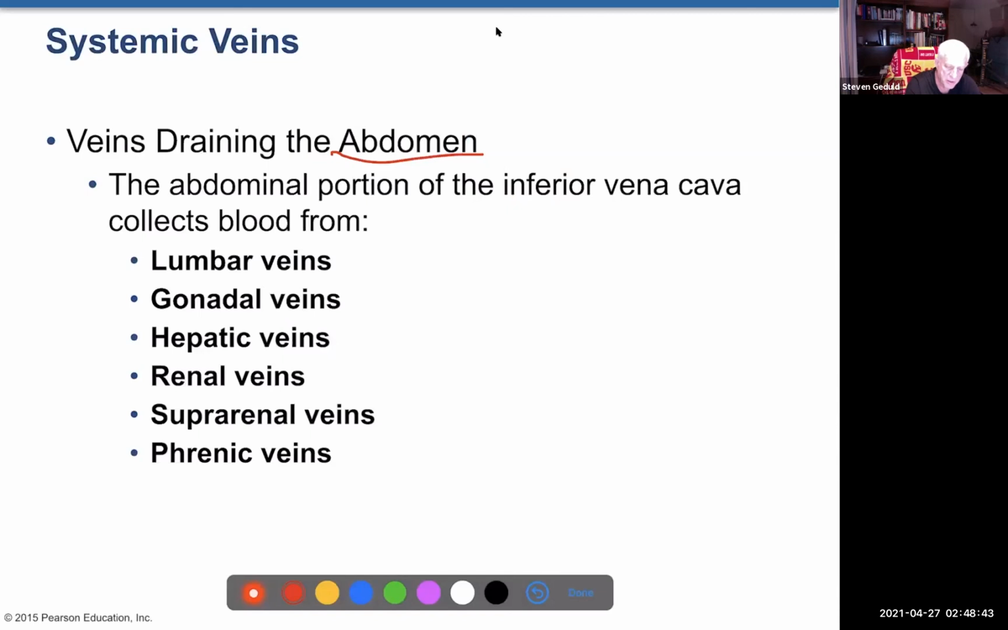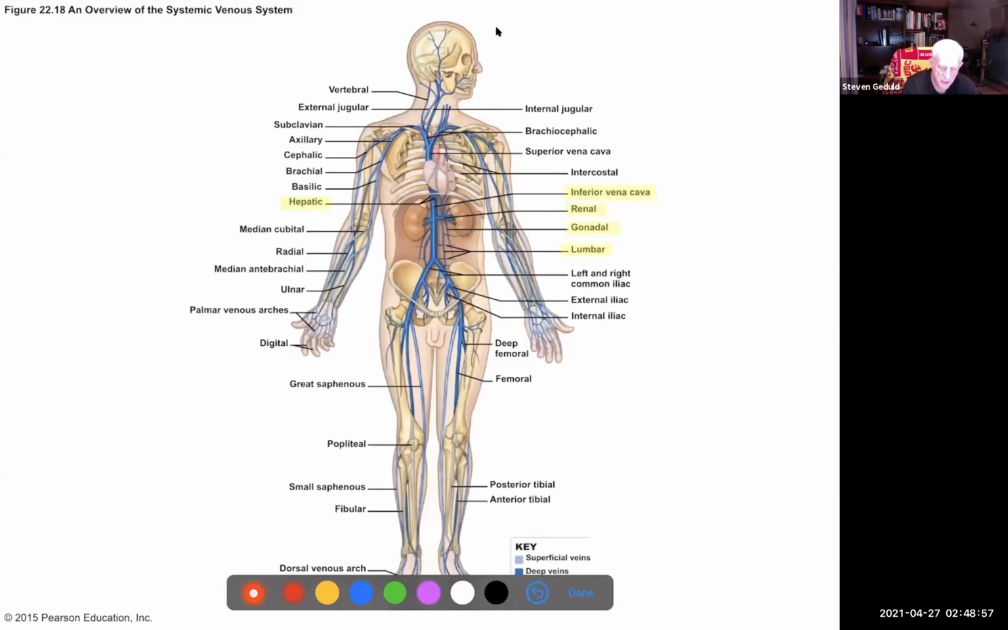So the abdominal portion of the inferior vena cava collects blood from your lumbar veins, gonadal veins, hepatic veins, renal veins, suprarenal veins, and the phrenic veins, all in the abdominal area. Here's your inferior vena cava that's going to drain right into the right atrium. Feeding into the inferior vena cava are your hepatic veins, lumbar, gonadal, and renal.